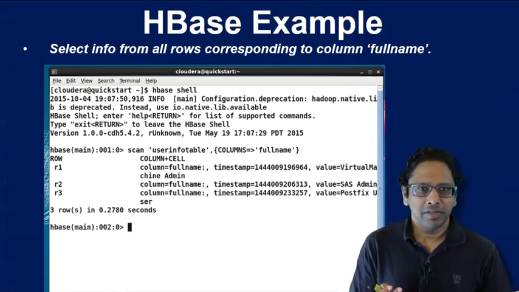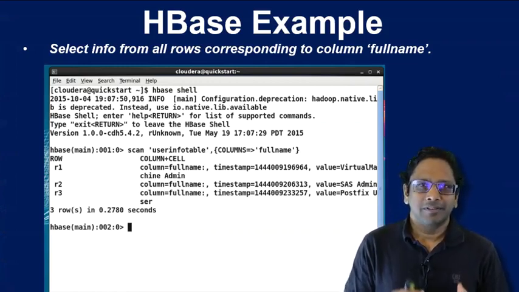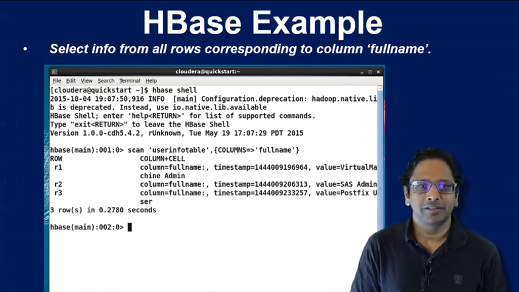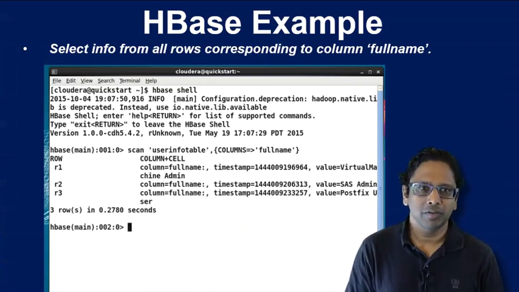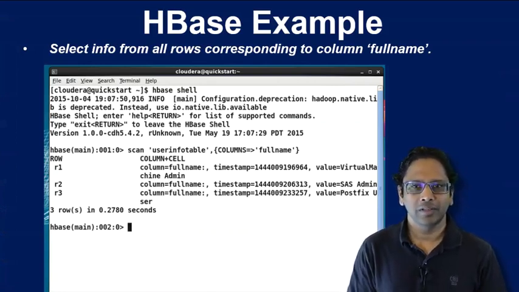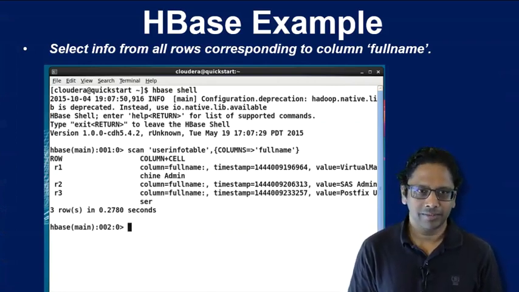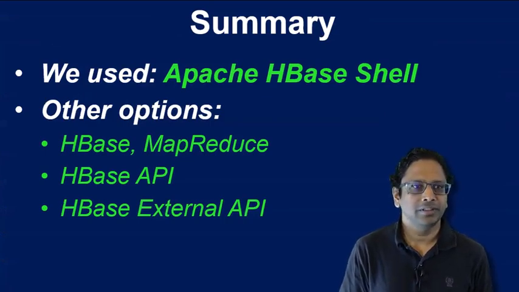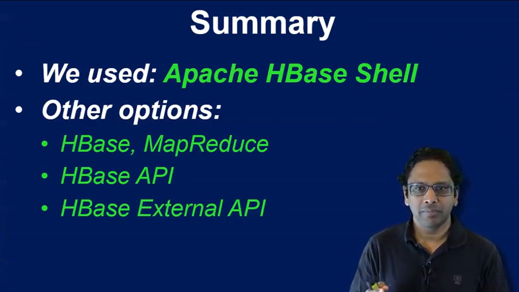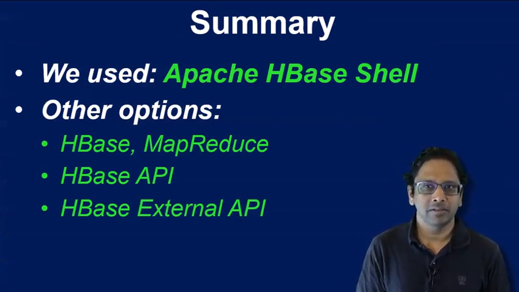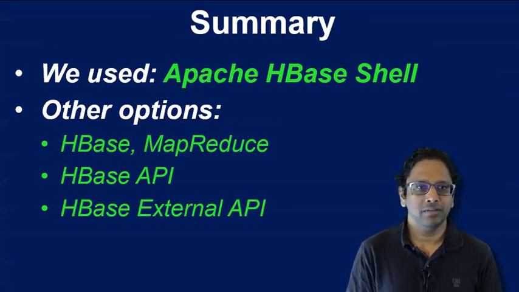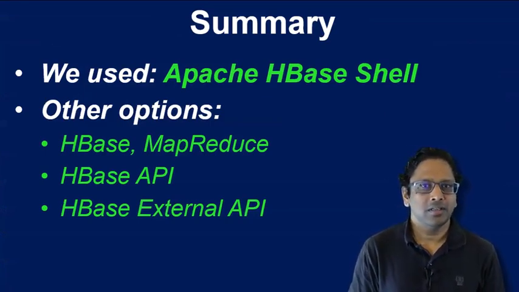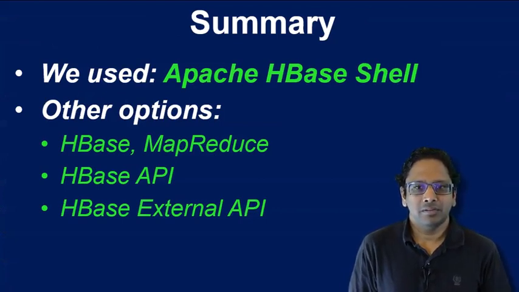So these are simple operations. HBase has a wide variety of things you can do with it, and we have a separate module for this also. This is a quick way of looking at it interactively, just so you get familiar with how it looks. We used the Apache HBase shell, but there are all kinds of other options. There's HBase via MapReduce, so you can write MapReduce applications that use HBase as the data source, sink, or both. There's a native Java API that you can use to directly interface.